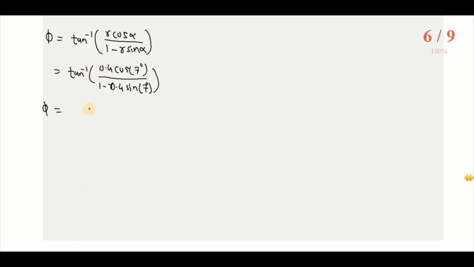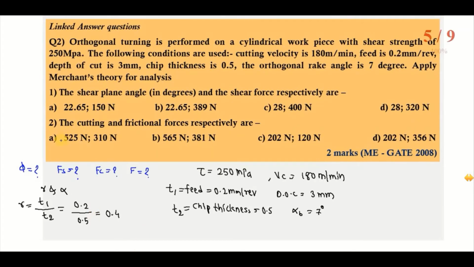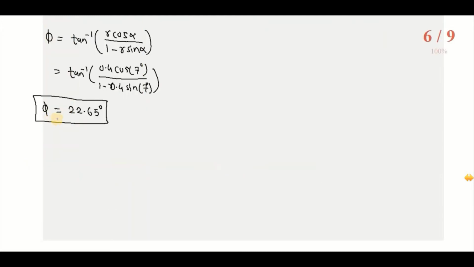So if you put these values in the GATE virtual calculator, then you are getting this shear plane angle value, that is 22.65 degree. 22.65 degree you are getting. So in option A and option B, 22.65 is given. So both the options have the same shear plane angle value. So we have to find out the shear force to get the correct option. So here we are getting shear plane angle as 22.65.